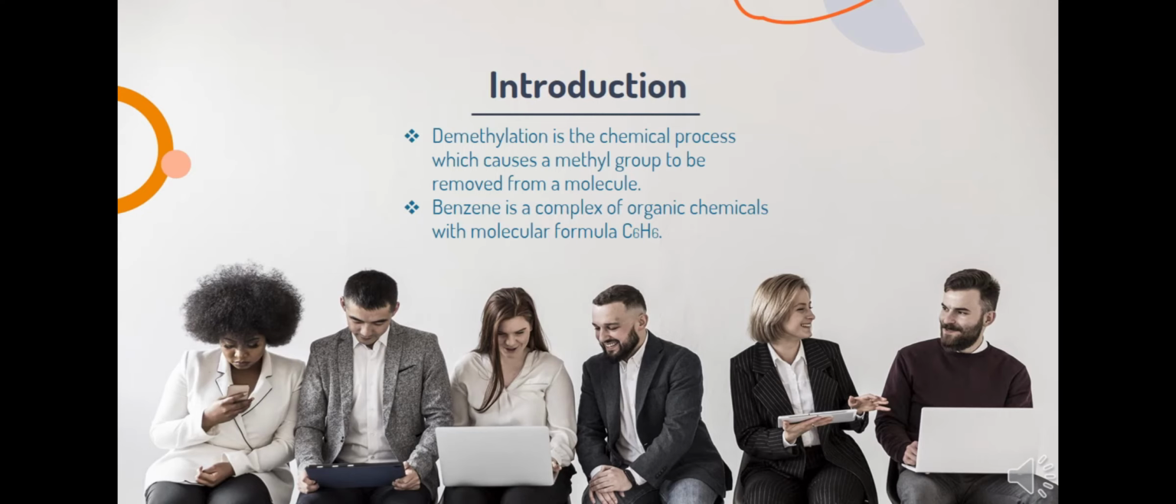Our group has been assigned to come up with a catalytic reactor for the reaction demethylation of toluene to benzene. Demethylation is the chemical process which causes a methyl group to be removed from a molecule. A common way of demethylation is to replace a methyl group with a hydrogen atom, which results in a net loss of 1 carbon and 2 atoms of hydrogen.